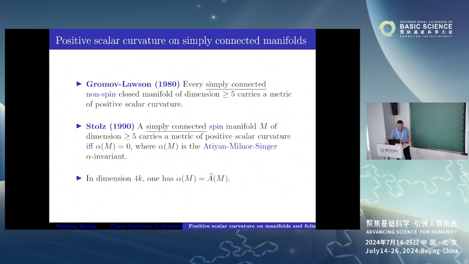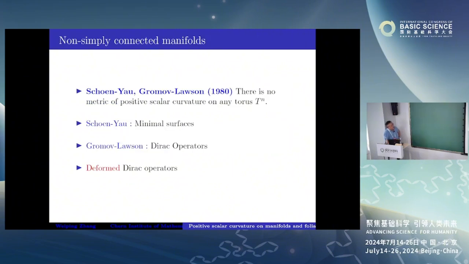So what about the natural question: what about non-simply connected manifolds? The simplest case of a non-simply connected manifold is the torus. Then Schoen-Yau and Gromov-Lawson proved, around 1980, that there is no metric of positive scalar curvature on any torus. Schoen-Yau's method uses minimal surfaces or minimal hypersurfaces, and I think it worked for dimension less than or equal to 7 at that time. And Gromov-Lawson made use of Dirac operators.